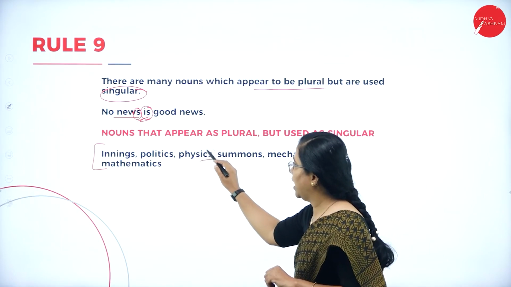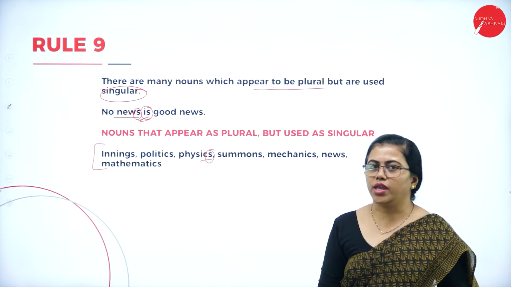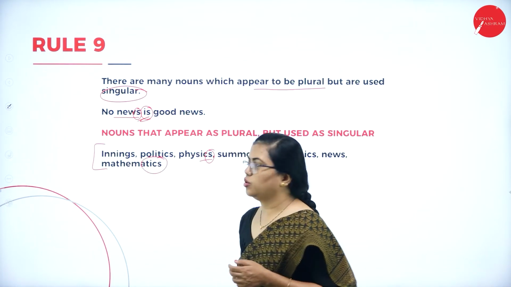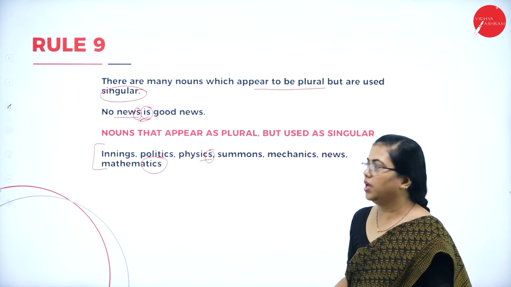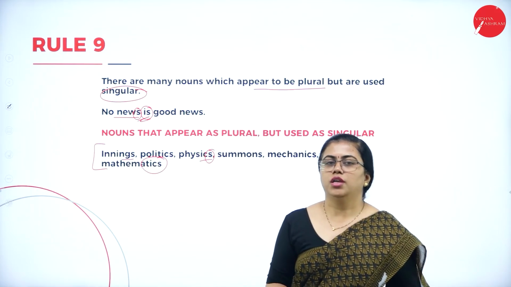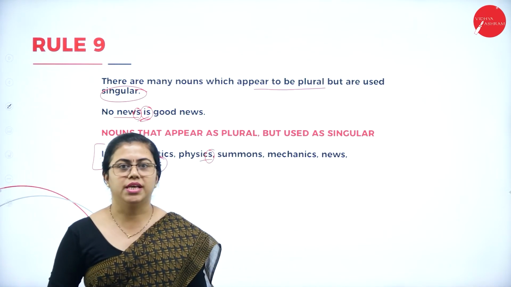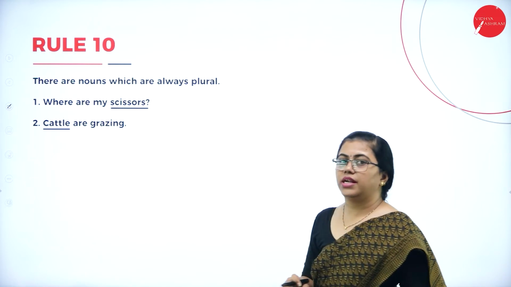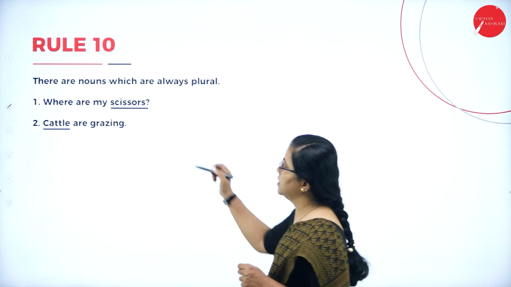Like physics, you have S, but it's the name of a subject, so there you have to use a singular verb only. Mathematics also, I highlighted only this because you can understand it easily. Innings also, first innings, second innings, you should keep in mind. Though they are plural, they are always used as singular only. There are a few nouns that are always used in plural only, for example, scissors.